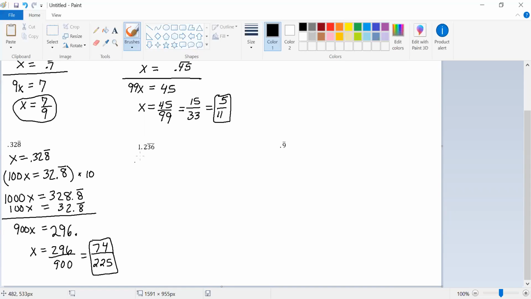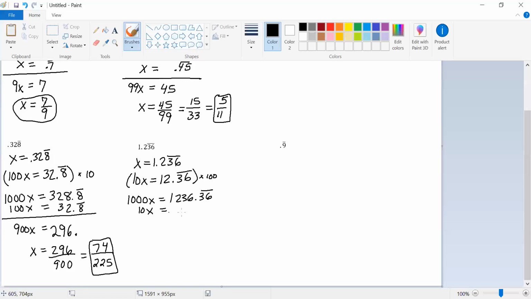All right, let's try this one. That's got a number in front of the decimal. We don't want to let that number in front of the decimal bother us. We're going to do it the same way. We need to have the decimal in front of the 0.36. So if we multiply both sides by 10, that's where the decimal is. We have 2 decimal places that are repeating, so we're going to multiply both sides by 100, giving us 1000x is 1236.36 repeating.